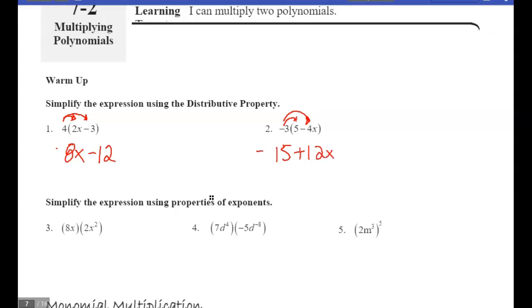And now on this one, you would need to rewrite it in standard form. So then it becomes 12x minus 15.